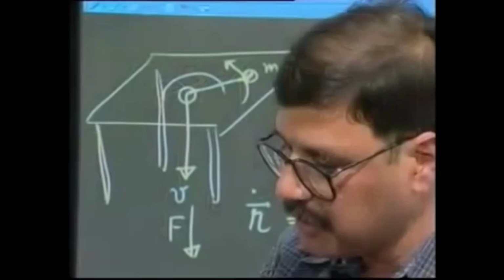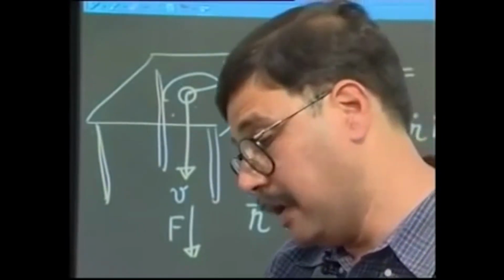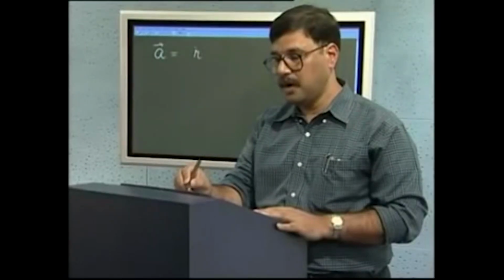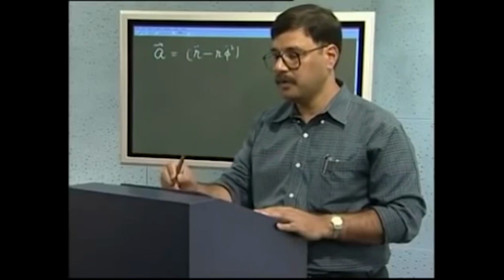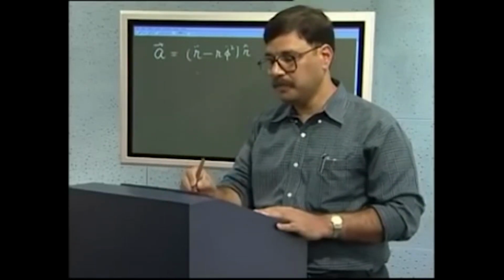I want to find the subsequent motion: how φ-dot changes with time, how r changes with time, and what is the force F needed to pull this thread down. Obviously, the particle is moving in this circle, and the table is frictionless, so there is no force in the φ direction. So, let us go back to what the acceleration of the particle is. It is (r double dot minus r φ-dot squared) in the r direction plus (r φ double dot plus 2 ṙ φ-dot) in the φ direction.